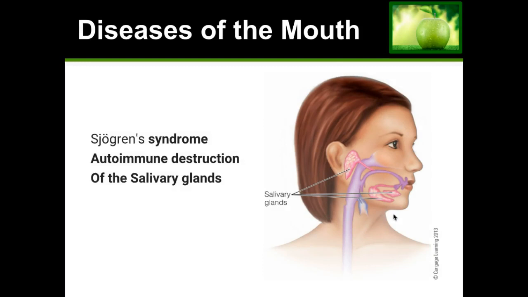Now there are diseases of the mouth. One of the more common diseases of the mouth is called Sjögren's syndrome. This is an autoimmune disease where your immune system destroys the salivary glands, and it's a very uncomfortable condition.